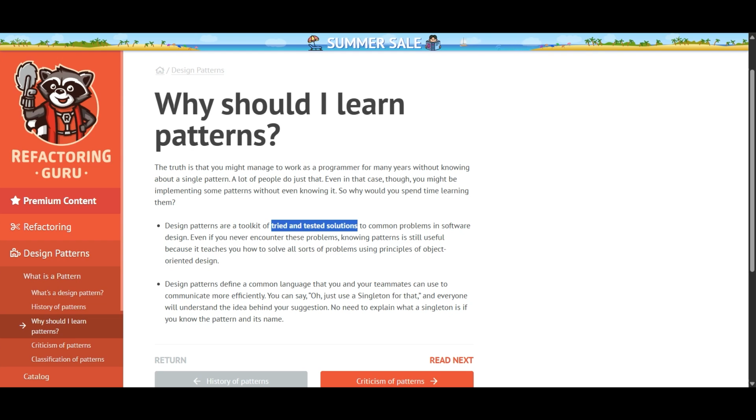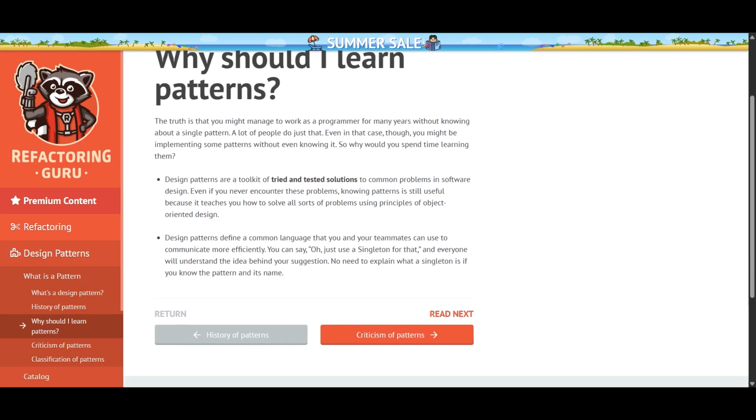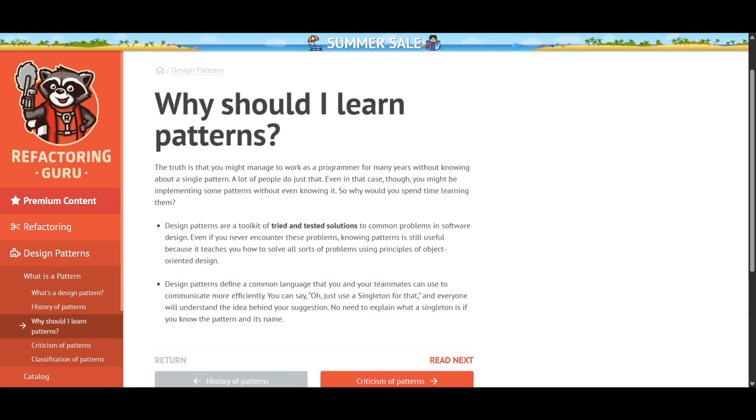Another thing is that design patterns can give you a common language, some specific words that you can use in your team communications, and it is a lot easier to understand each other when you name some specific design pattern to use to solve a problem, and all the people in the team will understand the whole idea. That's why we are going to learn design patterns.